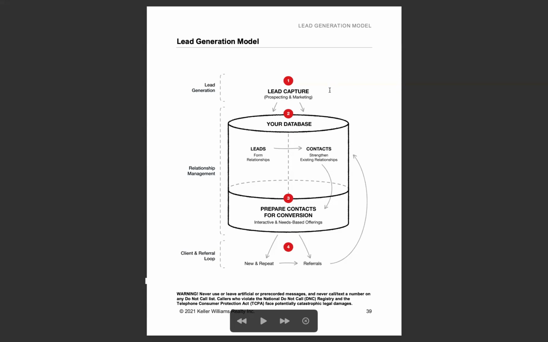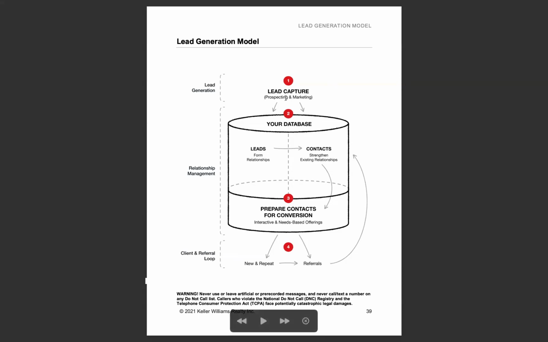It's time that you think about acting like an Amazon, acting like a Netflix, and how do I build a database myself? And it all starts with capturing the information. In fact, you'll see that happens even before the database part. We have to first get the information and then decide if they become a lead or a contact.